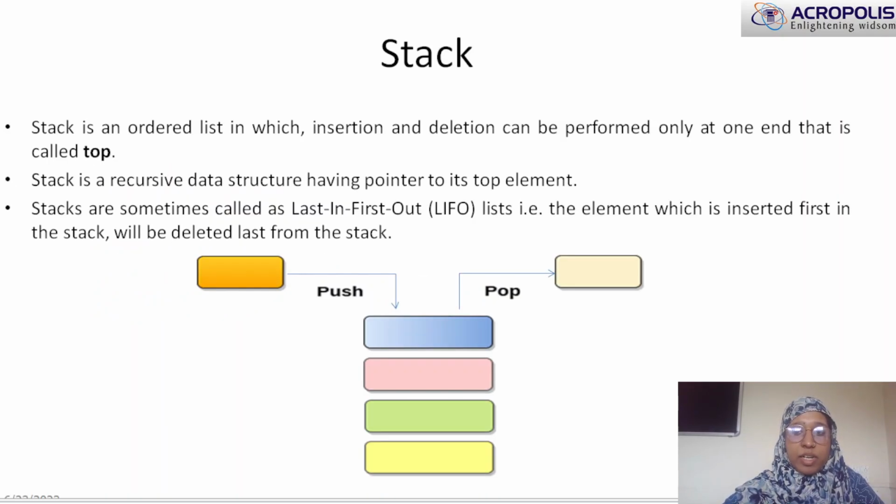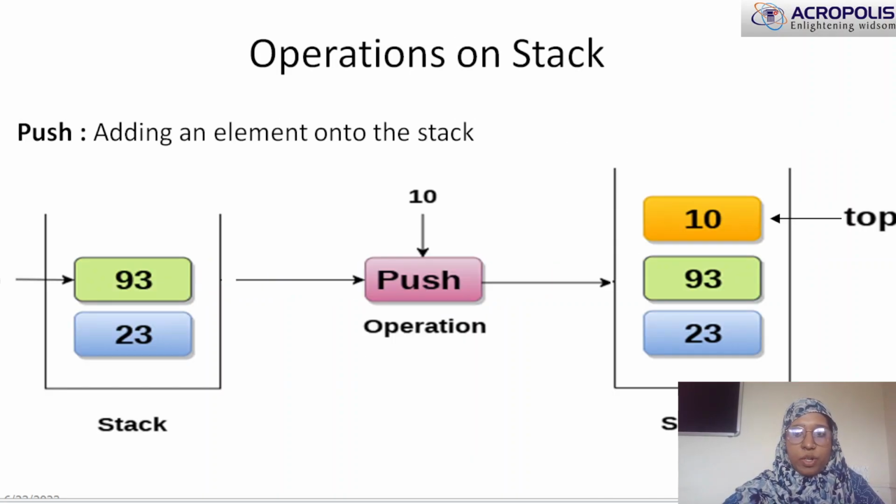A stack is basically a linear data structure which follows the LIFO property. It means the element which is inserted first in the stack will be deleted last from the stack. In a stack, insertion and deletion are both performed only at one end, that is called the top of the stack, and a stack is basically a recursive data structure having a pointer to its top element. Now, the next one is the operations on the stack.